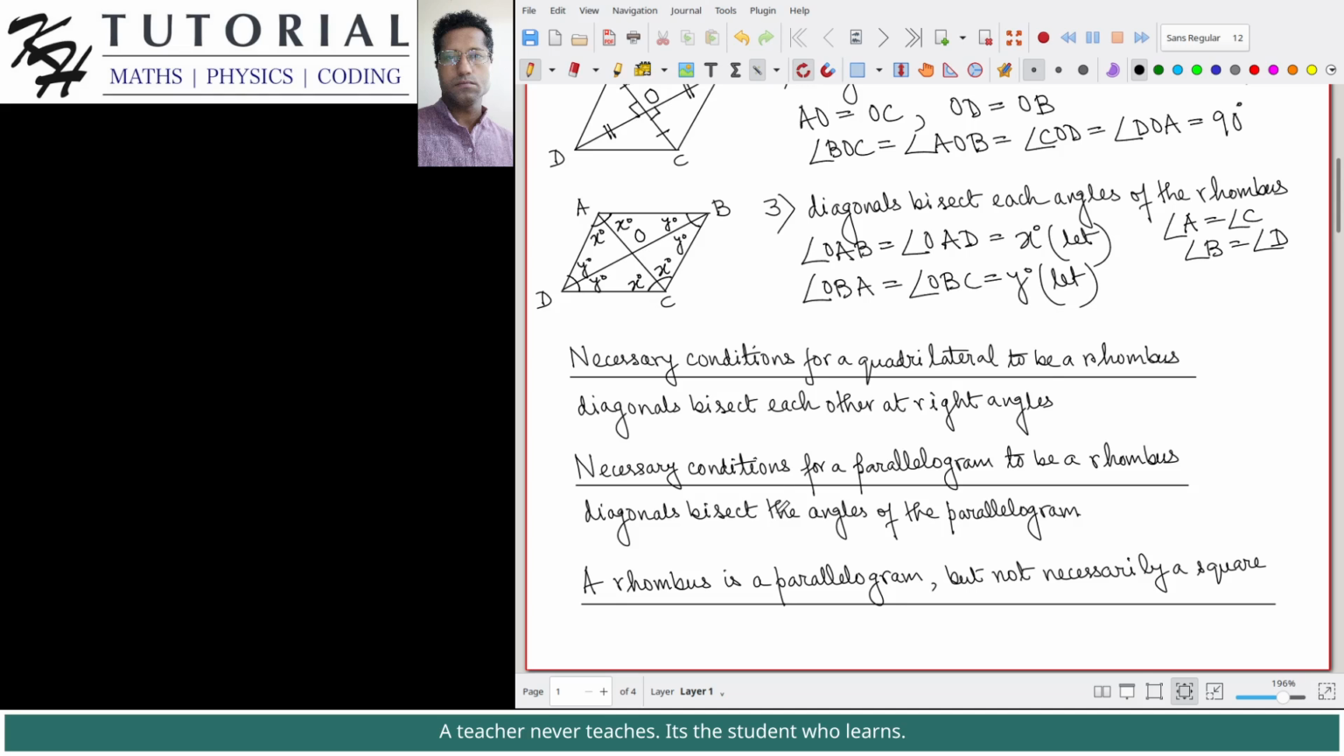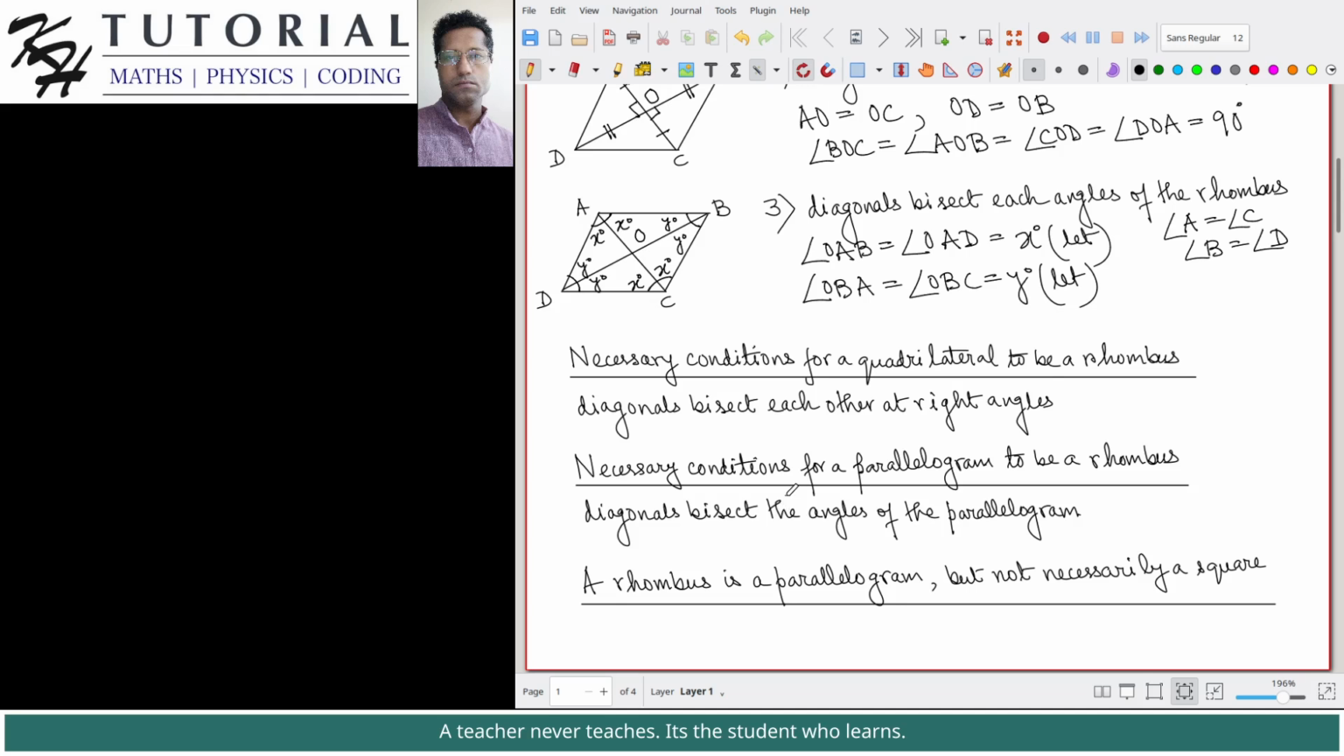I will not talk about how a rhombus is related to a kite or trapezium yet, because I have not discussed kite and trapezium. And definitely a rhombus is not a rectangle, because the angles of a rhombus are not necessarily 90 degrees, but in a rectangle all the angles are 90 degrees.